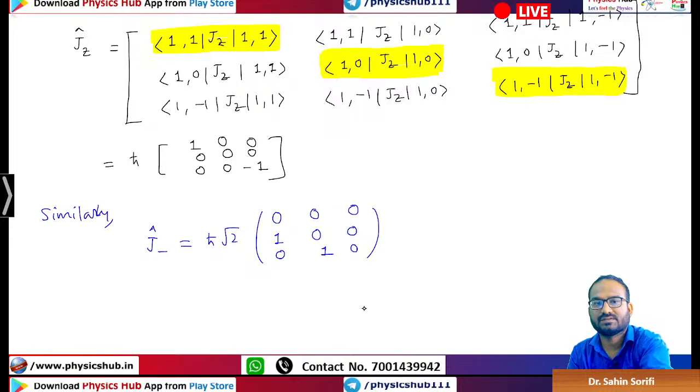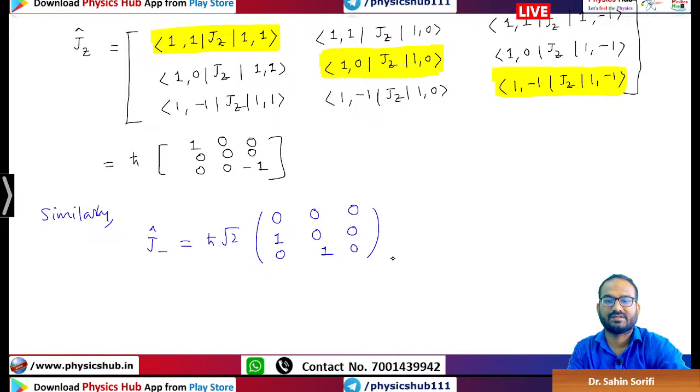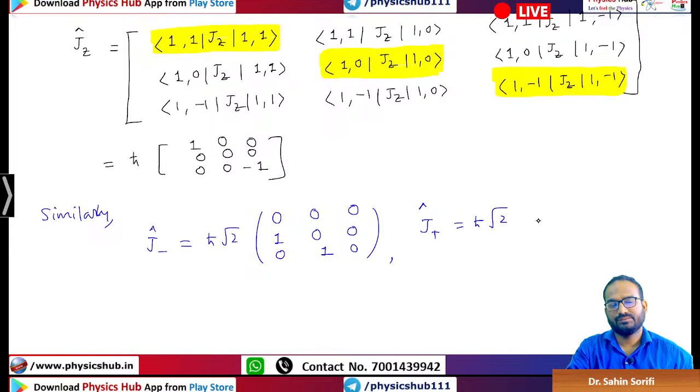By following this relation, J prime M prime J plus minus, you can follow this relation and you will get this matrix. You will try to prove it at home. J plus is h cut square root of 2, 0, 1, 0, 0, 0, 1, 0, 0, 0.